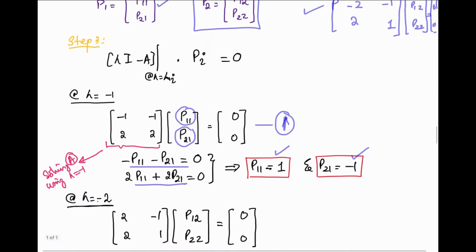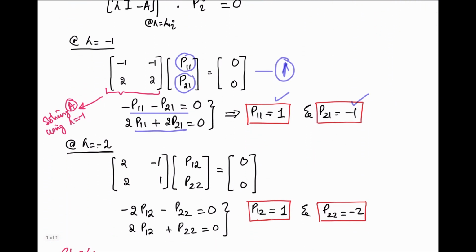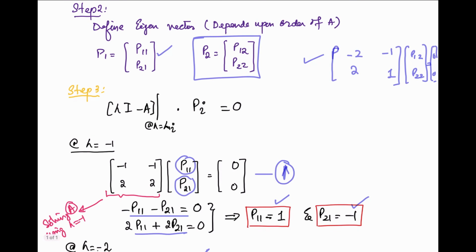So you can see over here that we are setting up this equation. This is obtained by solving equation A using lambda equal to minus 2. This is our second eigenvector, setting it equal to 0, and then solving this equation we can find out p12 and p22. Once we know, it means we know about these eigenvectors. This is determined and this one is determined. So in step 3 we have determined the eigenvectors.